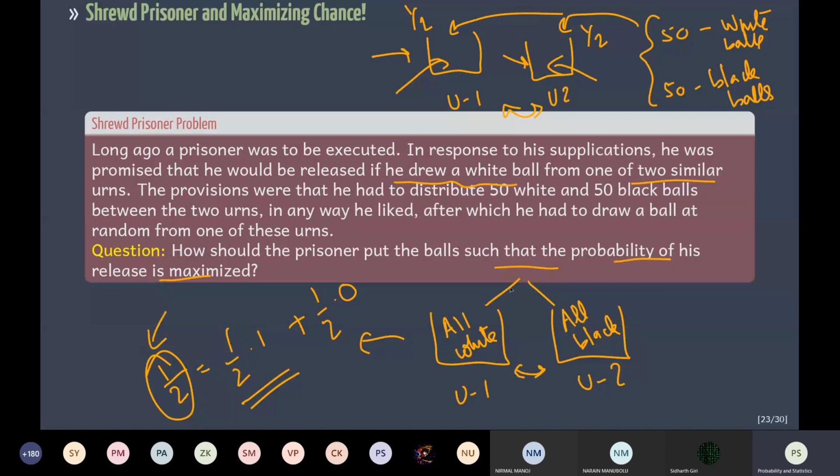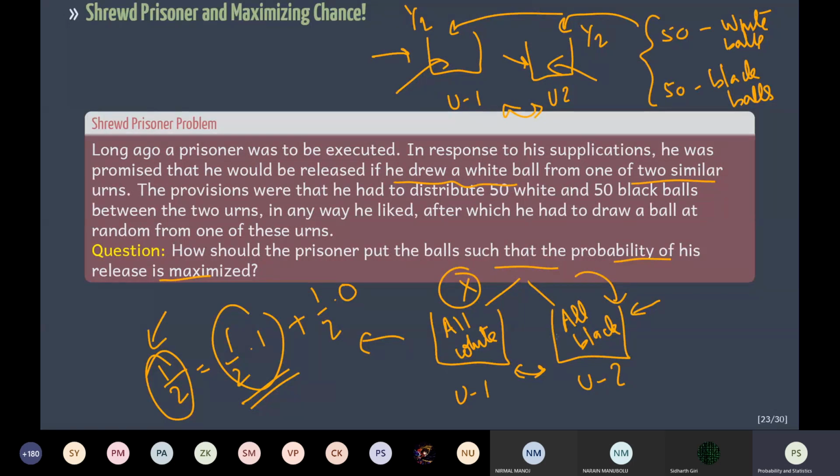In this case, he distributes all white in one urn and the overall success is half for him. But if he loses, he loses badly. He loses with a 50% chance. So is there another way to distribute these balls in the urns such that his success is maximized? In other words, even if he misses choosing urn 1, even if he goes in the other direction, he still has some chance to pick some white.